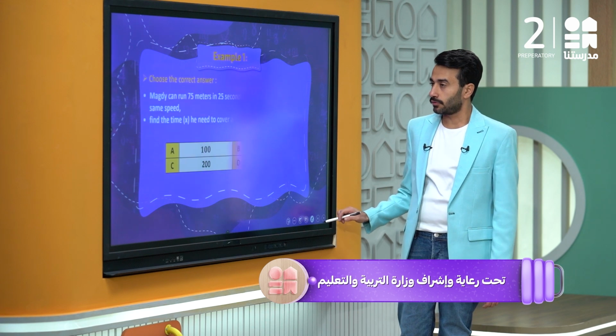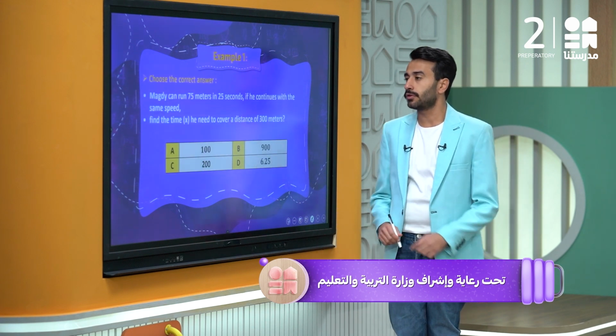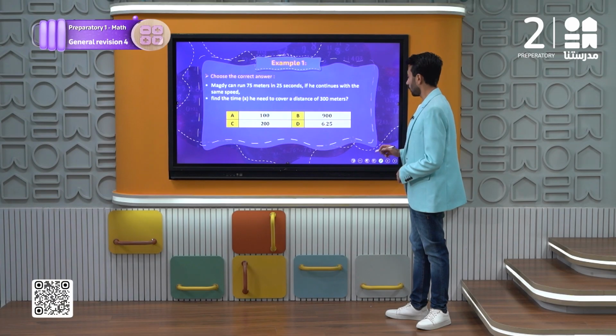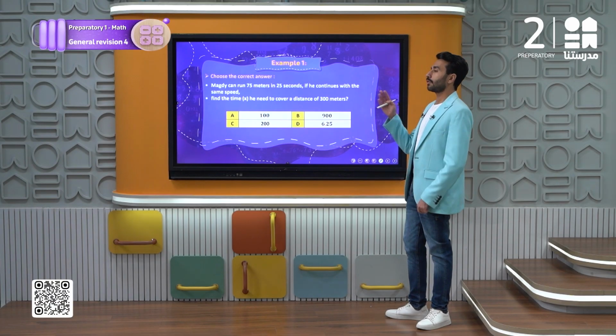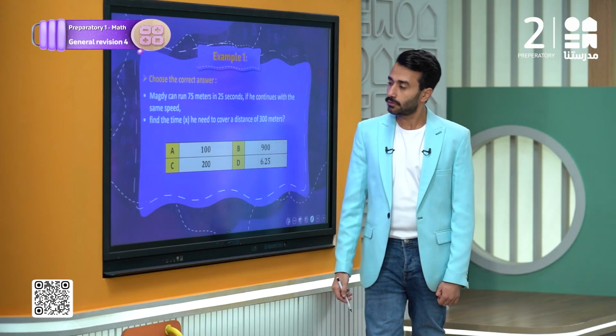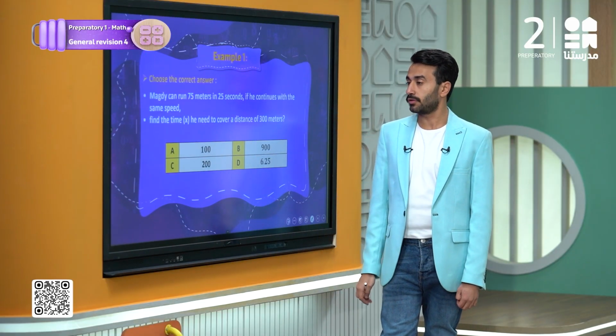Let's start with the first question. Magdi can run 75 meters in 25 seconds if he continues with the same speed. Same speed, like the question we talked about, same rate. Find the time x he needs to cover a distance of 300 meters.